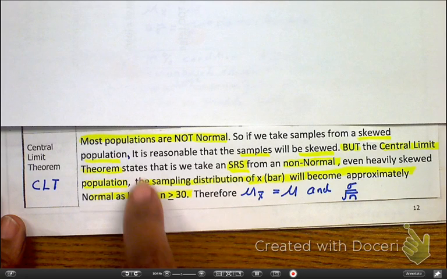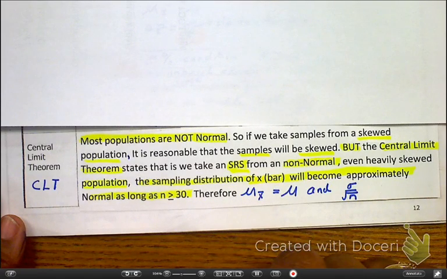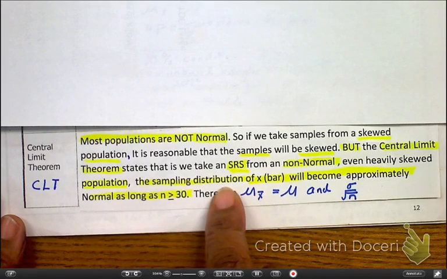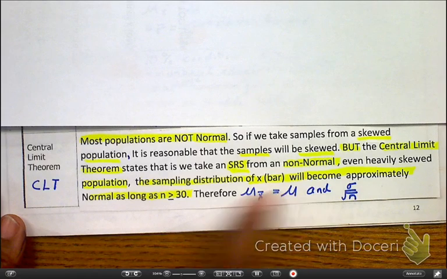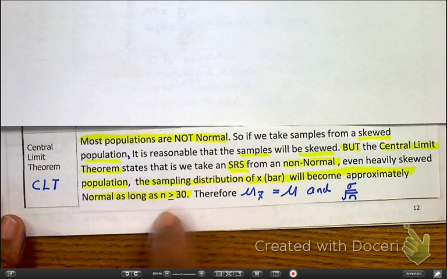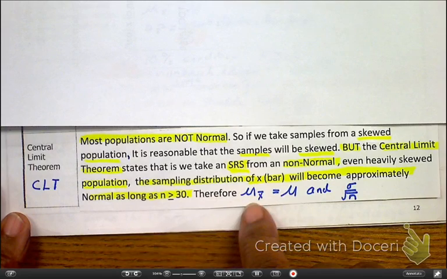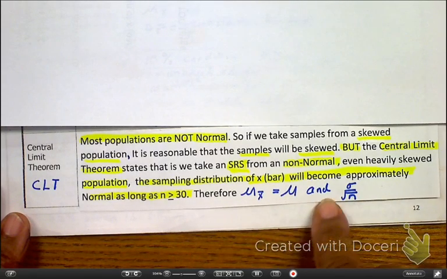CLT states that if we take an SRS from a non-normal distribution, even something that's extremely heavily skewed, then the sampling distribution of X bar will become approximately normal as long as we have a sample size of n greater than or equal to 30. Okay, so that means that our sample mean is going to look like that of the population. And then, of course, we have a new standard deviation in town.